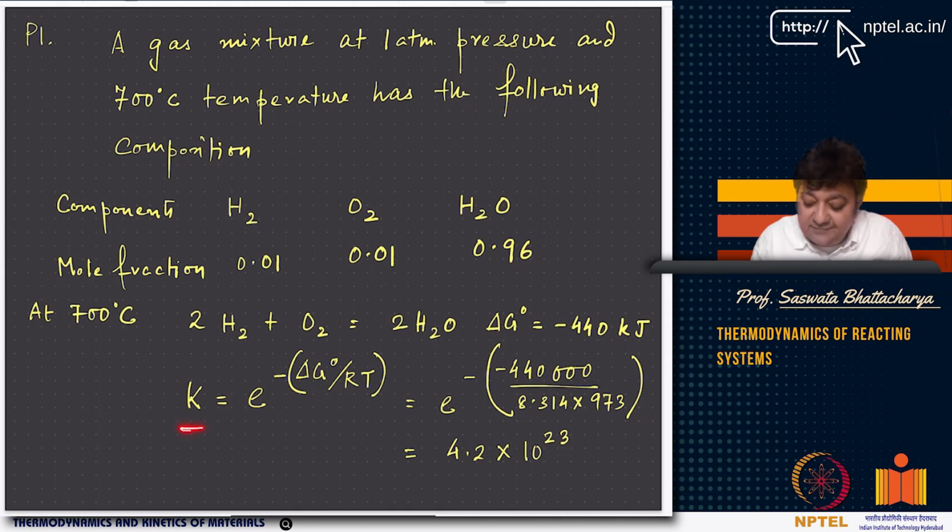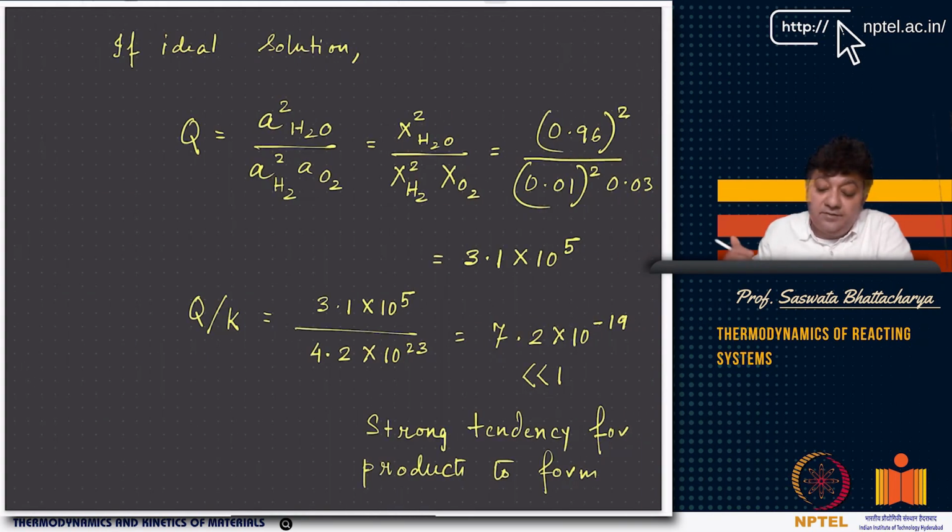Now you have K, which is exponential of minus delta G0 by RT. Delta G0 is this 440 kilojoules, so 440,000 by RT, R is this, and T is 973. So K is basically 4.2 times 10 to the power 23. So you check it. Now, if it is an ideal solution, then Q is nothing but a squared H2O by a squared H2 times a O2, and activity is nothing but the mole fraction X.